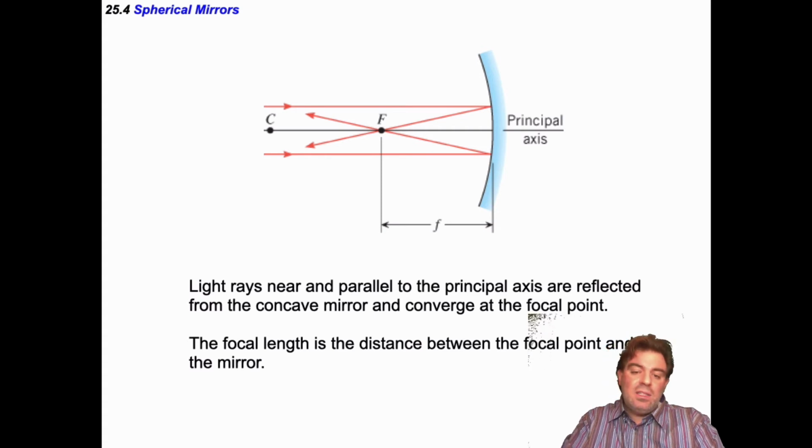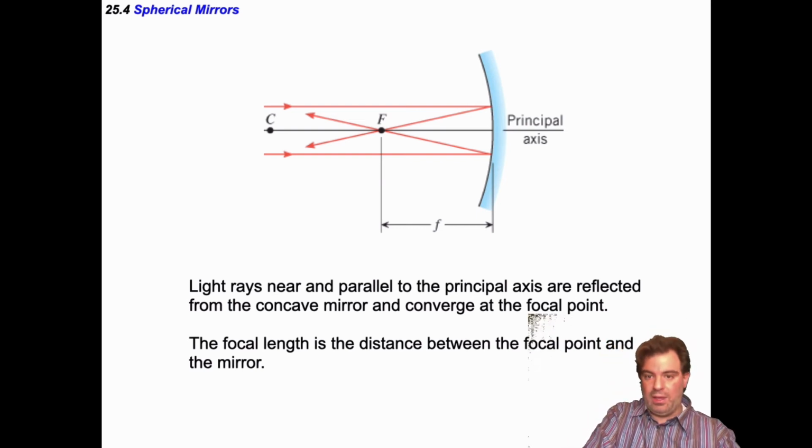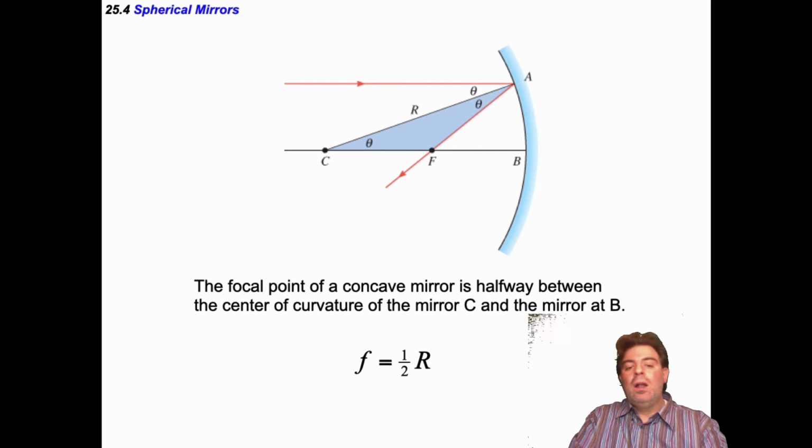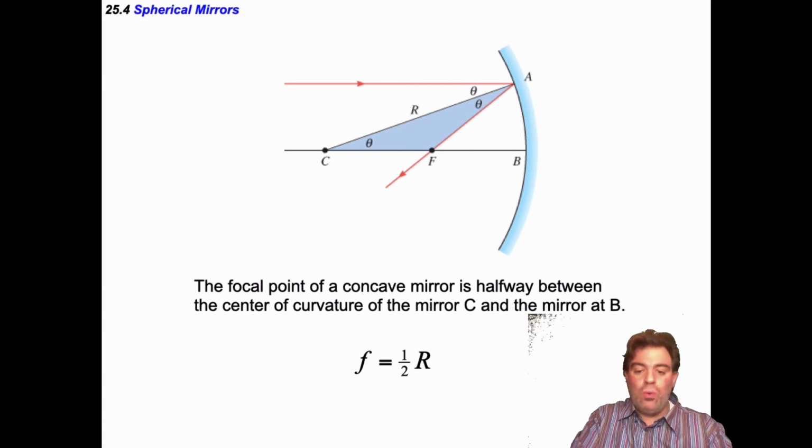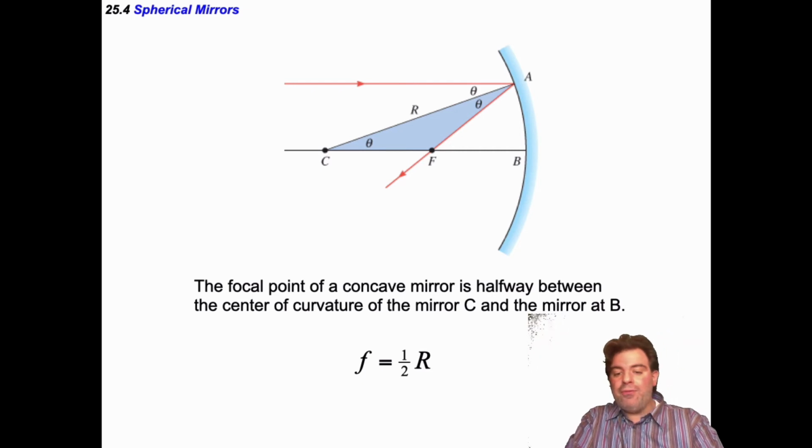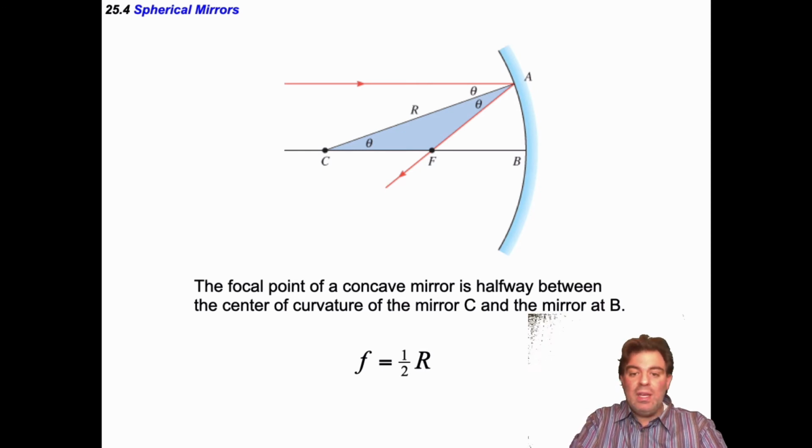The distance between the focal point and the mirror is called the focal length. The focal length is always 1/2 the distance of the radius. You can see over here, C is the center, that's the radius, and halfway there is going to be the focal point.